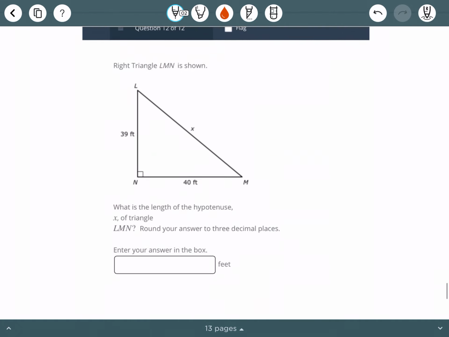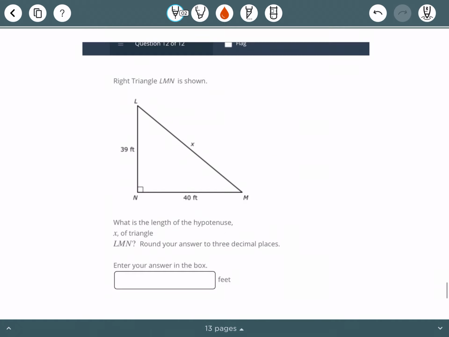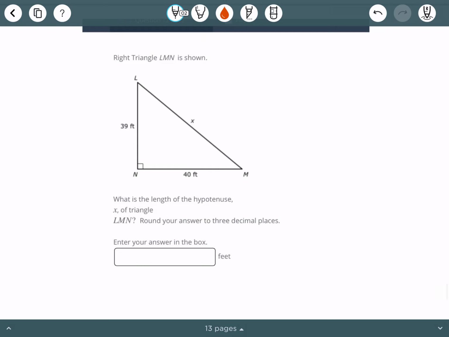All right, and the last one, question 12 of 12, it says right triangle LMN is shown. What is the length of the hypotenuse x of triangle LMN? Round your answer to 3 decimal places. All right, well, we know how to do this. This is what we've been doing all along. Now, I will remind you, it says to round your answer to 3 decimal places.